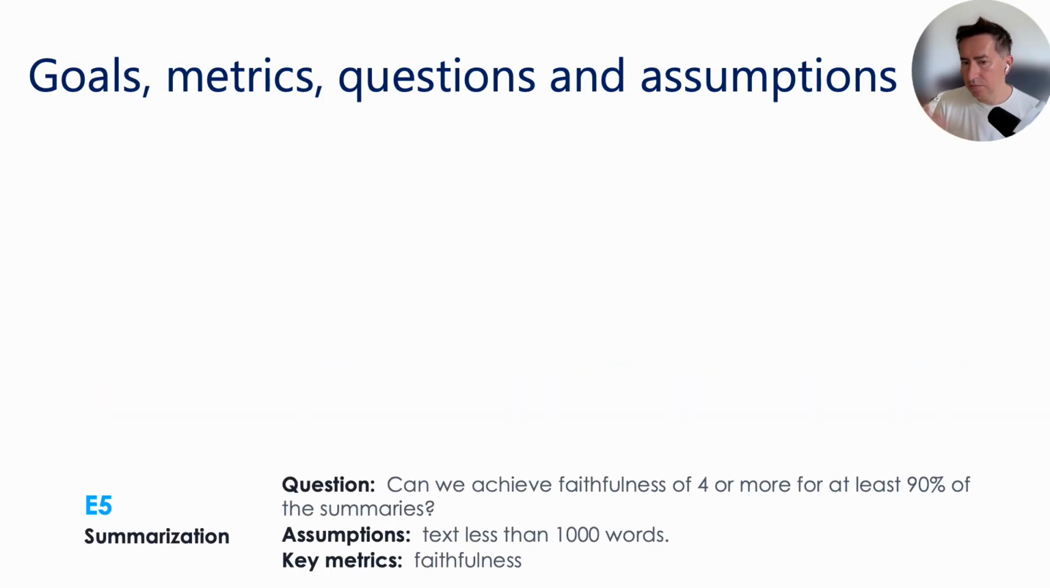And then simpler case, the summarization problem. Let's say that, for example, here the key metric is faithfulness. How faithful is the summary compared to the original text? Maybe the assumption can be that the text is reasonably small, and the question that we want to answer is, can we get a faithfulness of at least 4 for at least 90% of the summaries? And that's our, let's say, bar that we want to beat.